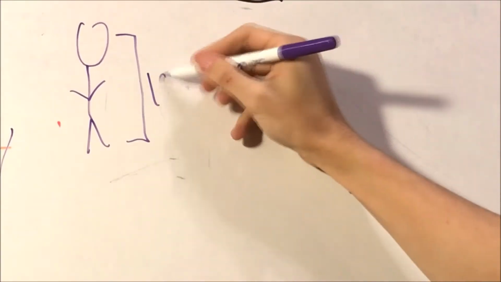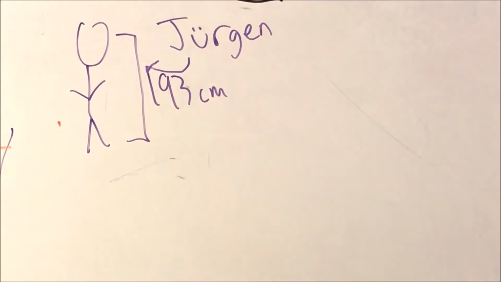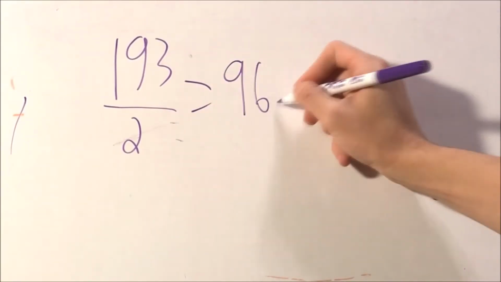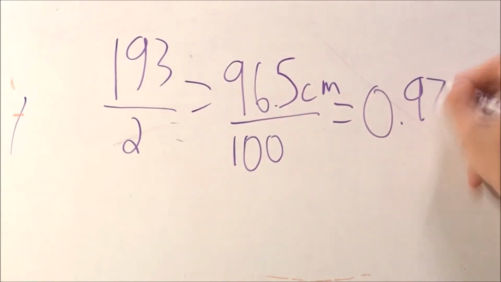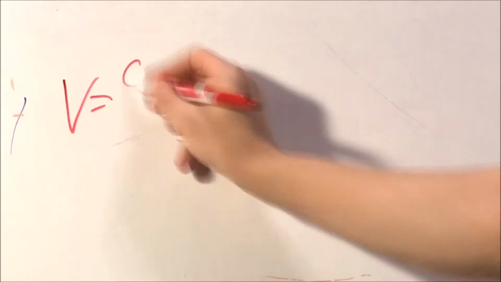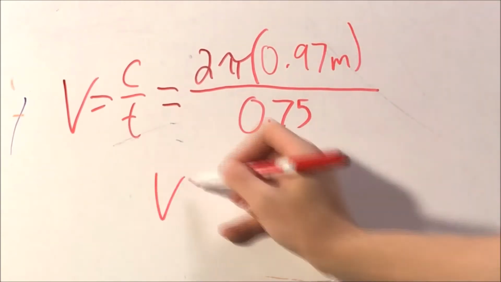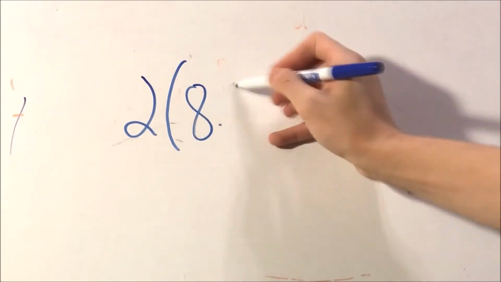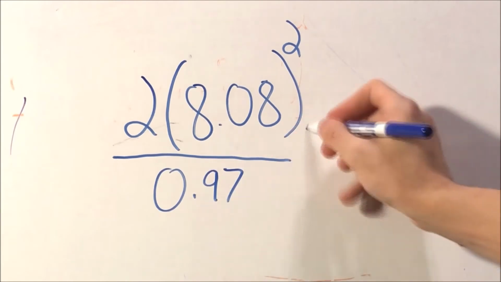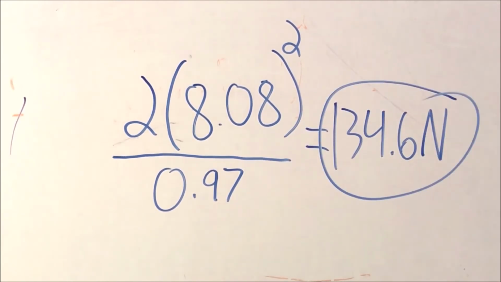We then did the same thing for Jurgen, finding his height in centimeters and then dividing by 2 to find his radius, as in half his wingspan. We found his velocity to be 2 pi times 0.97 meters over 0.75 seconds, a velocity of 8.08 meters per second. We then plugged Jurgen's velocity into the centripetal force equation along with the mass of the discus and the radius of his wingspan to find the total centripetal force of 134.6 newtons.